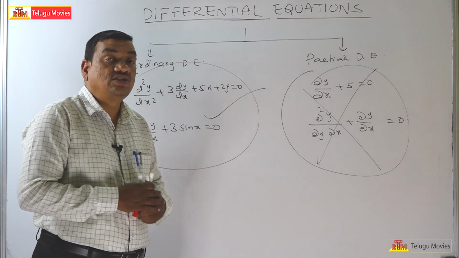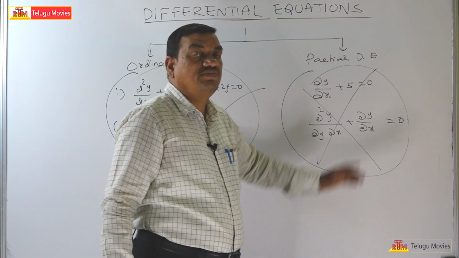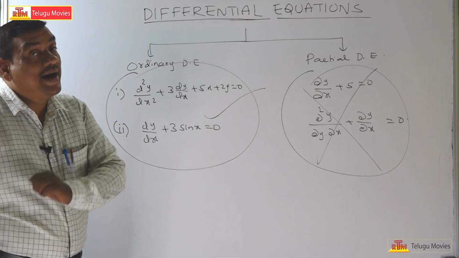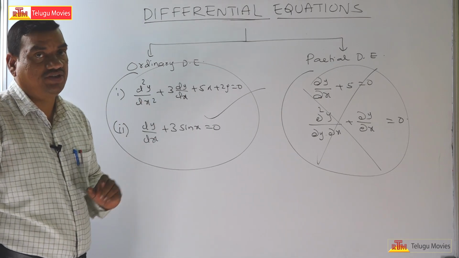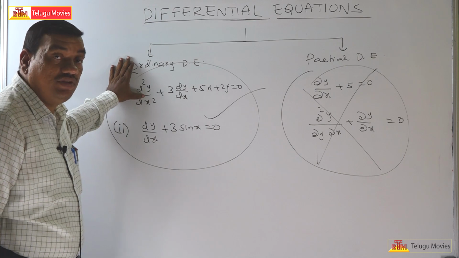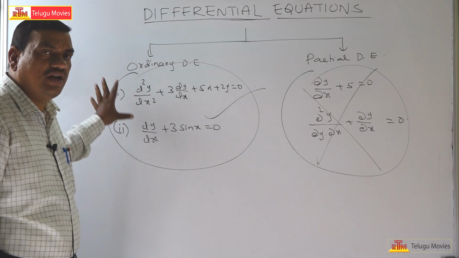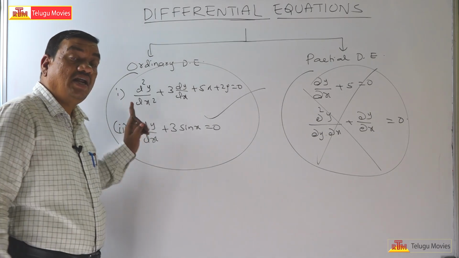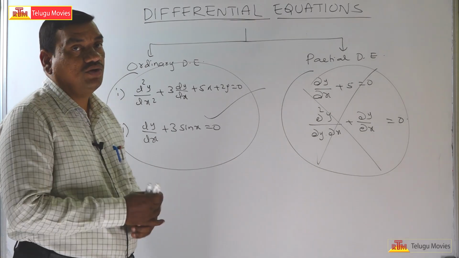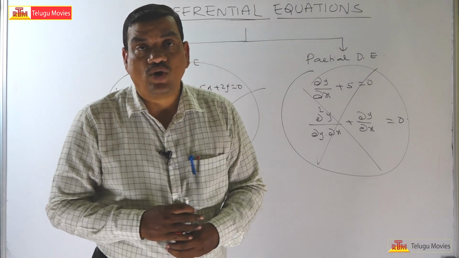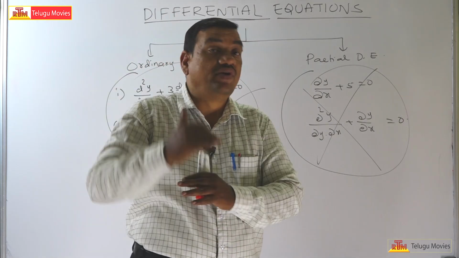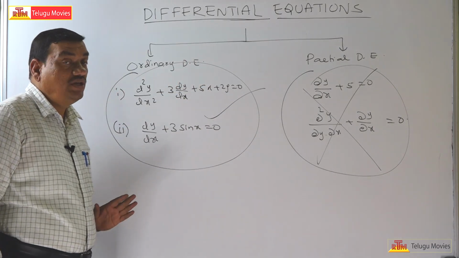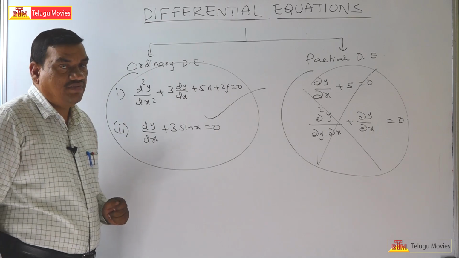Now, after learning what is meant by ordinary and partial differential equations, the very important topic is order and degree of the ordinary differential equation. From here onwards, differential equation means ordinary differential equation only. In a polynomial equation, we know the degree is the highest power of the variable. But here, what is meant by order and degree of the differential equation? Let us see that.